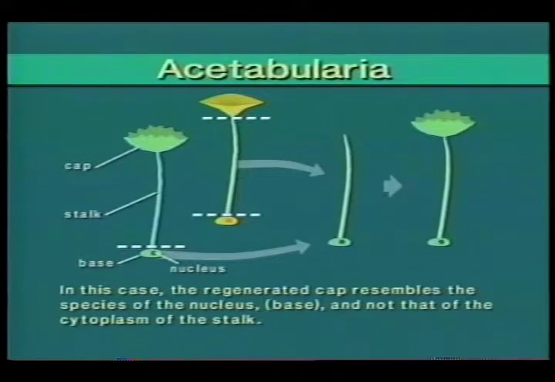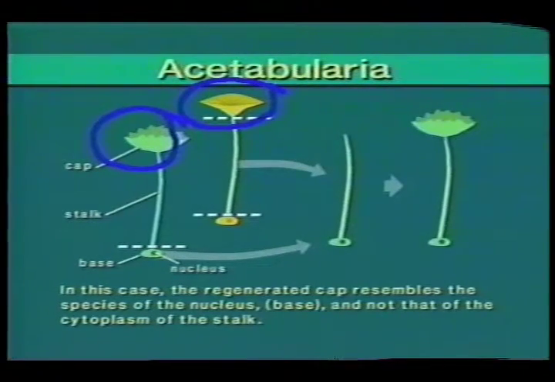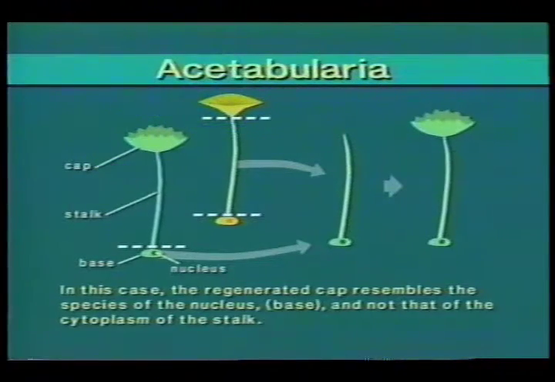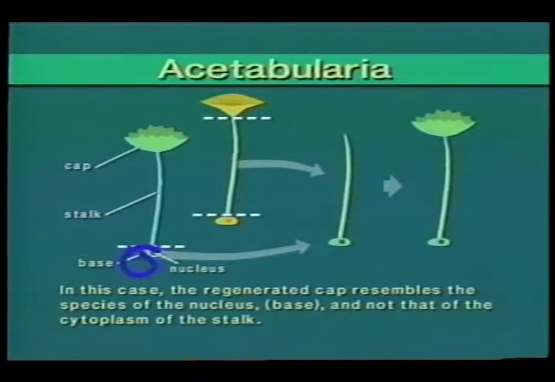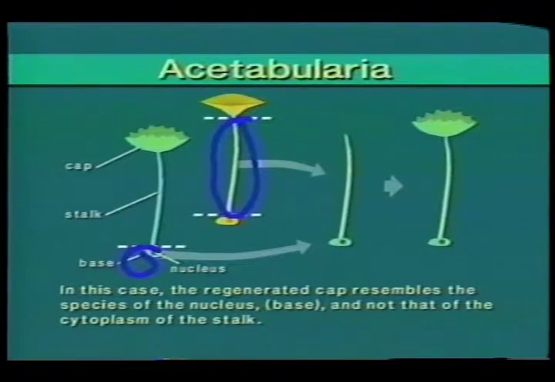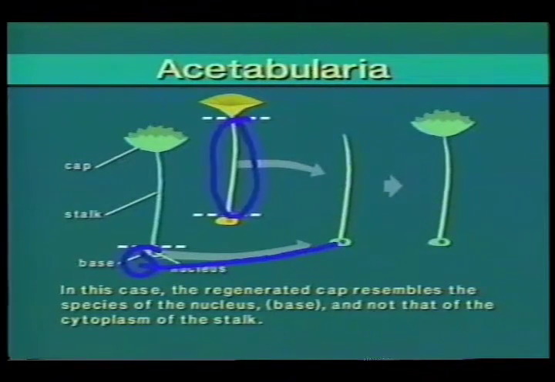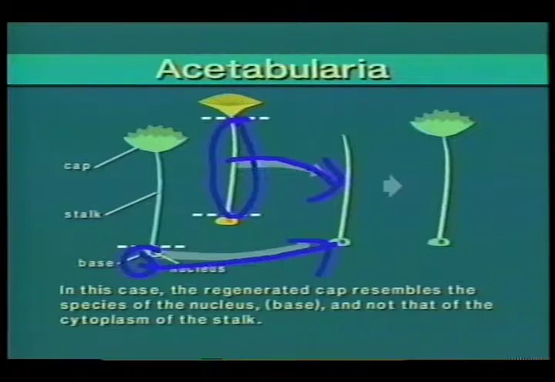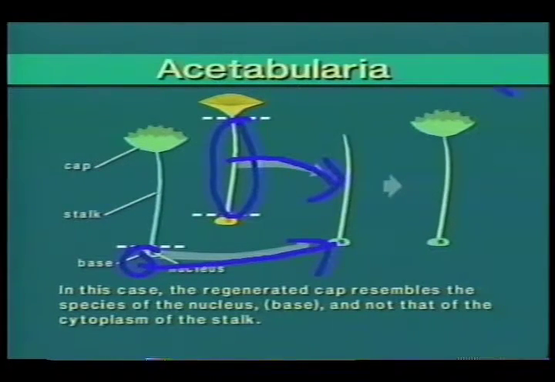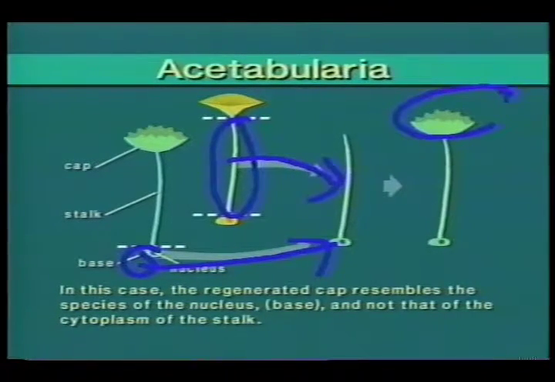And the way we know that is that it's possible to find two different species of acetabularia which differ in the shape of their cap. If we do some transplant situations where, let's say, we transplant the nucleus onto the stalk of the other, we bring this base with this stalk and put them together. The cap that we get back is the cap from the nucleus one, not from the stalk.